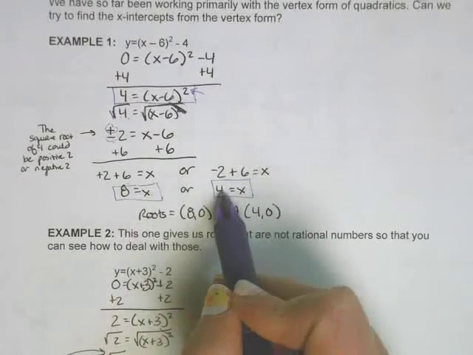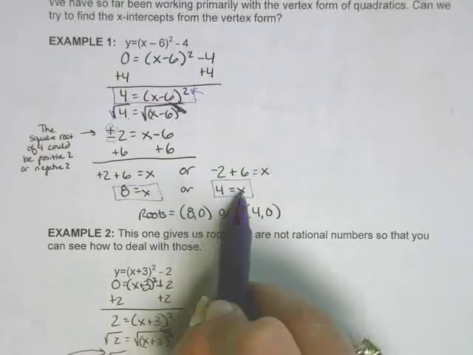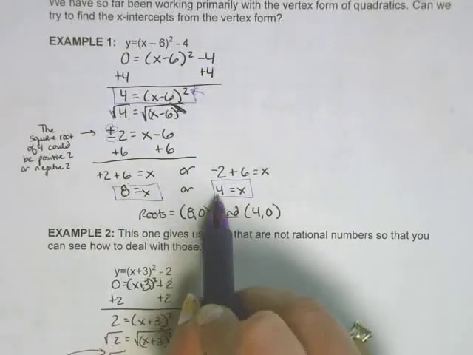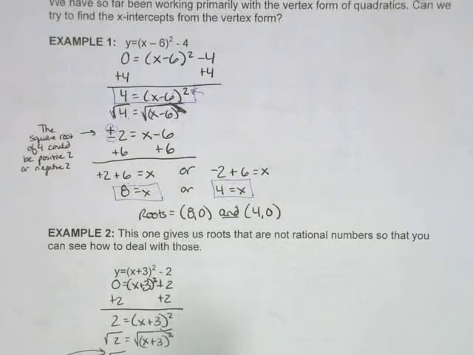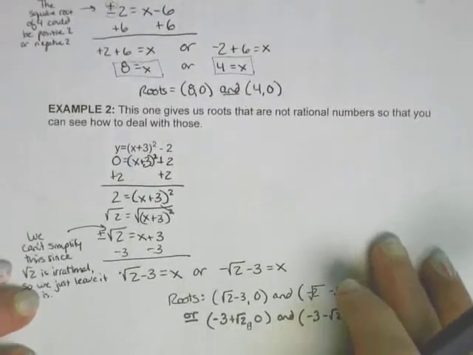If you get those, it means it hits it twice. It's going to have 2 x-intercepts when x is 8 and x is 4. So the actual x-intercepts as ordered pairs, the roots, would be (8, 0) and (4, 0). That is the x-intercept.